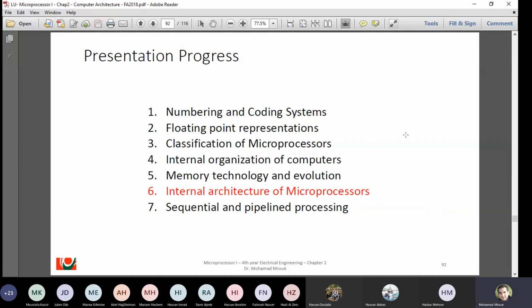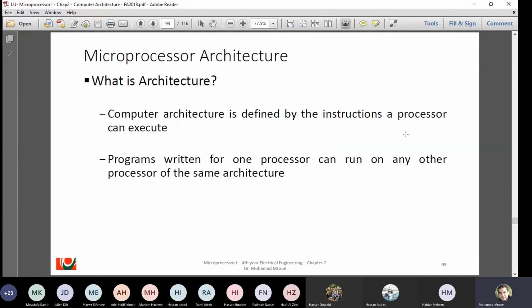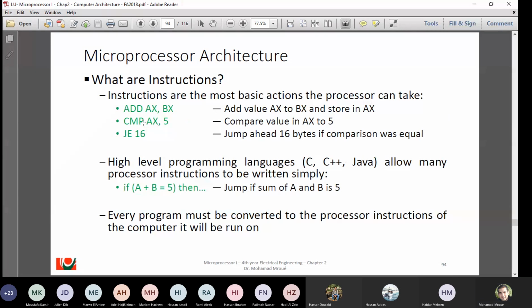Now let's briefly talk about the internal architecture in general of microprocessors. What is architecture? Computer architecture is defined by the instructions the processor can execute. Programs written for one processor can run on any other processor of the same architecture. Like, what are instructions now? Instructions are the most basic actions the processor can take, like add AX, BX.